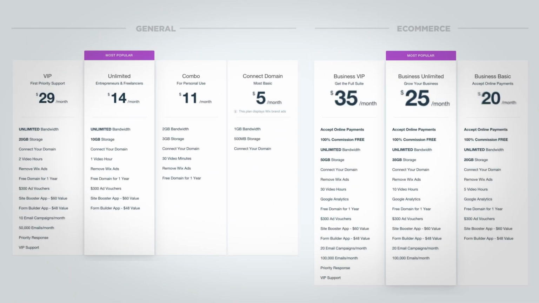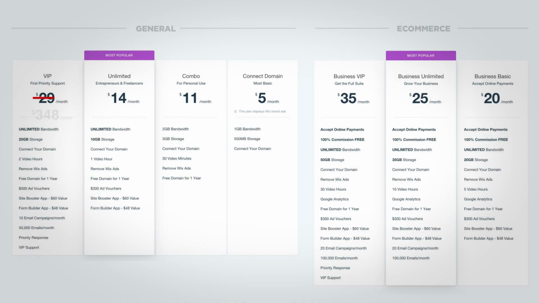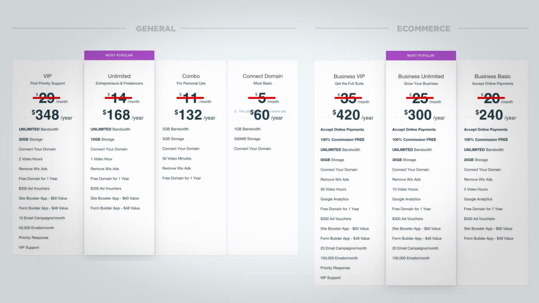Now to close, I want to show you some things about Wix's pricing. The first thing to point out is that Wix advertises the per month cost of an annual plan. So the price you see on the pricing page is not the month-by-month cost. It's the annual cost divided by 12.